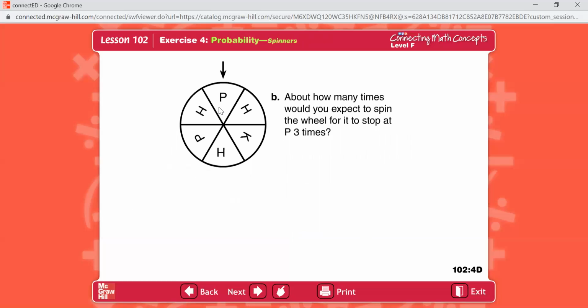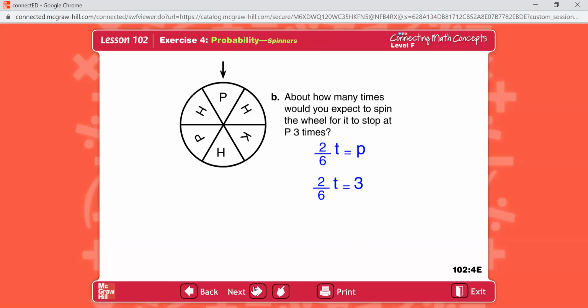Well, we have P here 2 out of the 6 trials. So your equation would be 2/6 t for trials equals P. And we know if you had P equals 3, so it'd be 3/6 t equals 3. Pause the video now to finish the problem. The number 3 represents the number of times stopped at P. So 3 represents the letter P.